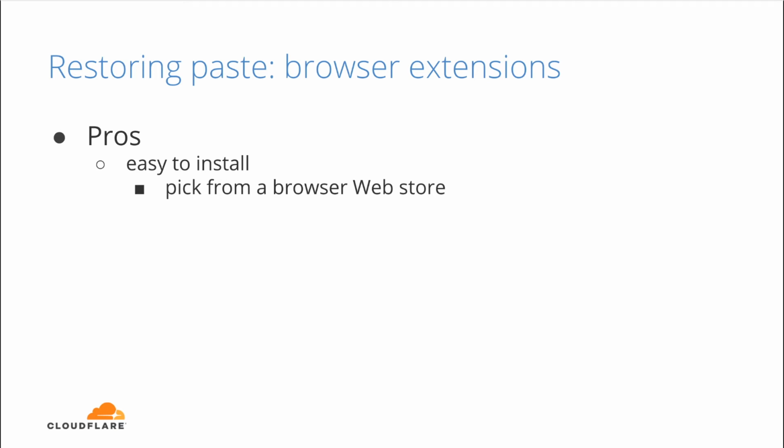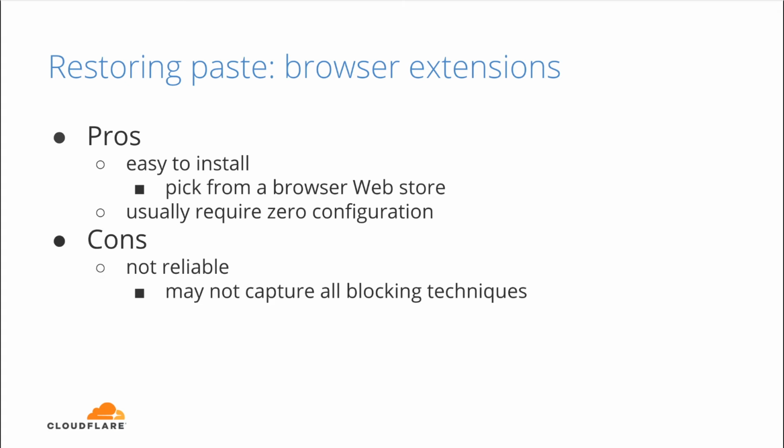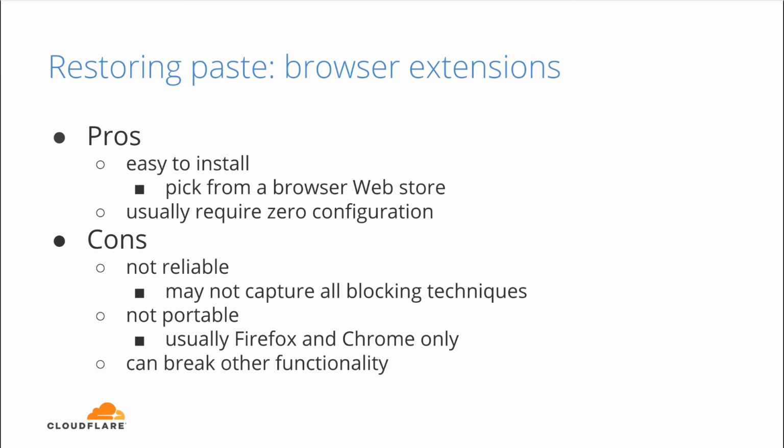The pros for this approach is it's easy. It's easy to install. Usually these extensions are available in your browser web store, and they usually require zero configuration. The downsides are they're not very reliable, though. They may not capture all blocking techniques, and again, they're not portable. Usually these extensions are available for Firefox and Chrome, and not for more rarely used browsers. And again, because these extensions mess with your document object model, with your browsing data, they can break other functionality.